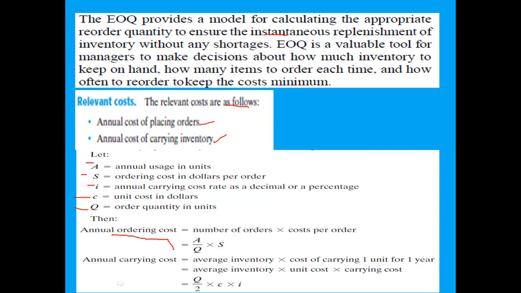Therefore, annual ordering cost is equal to the number of orders into cost per order. So what is the number of orders? Annual demand divided by order quantity, that is A by Q, into S. Therefore, annual carrying cost is equal to average inventory into the cost of carrying 1 unit per 1 year. That is equal to average inventory into unit cost into carrying cost rate, that is Q by 2 into C into I.